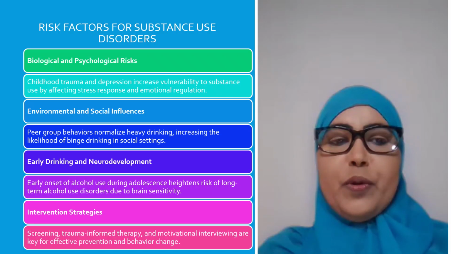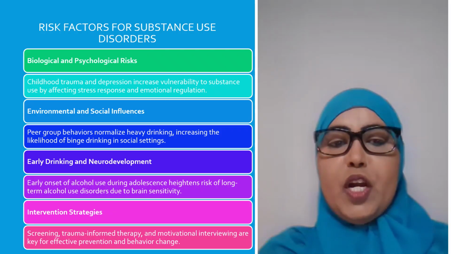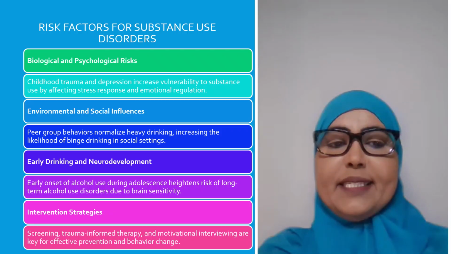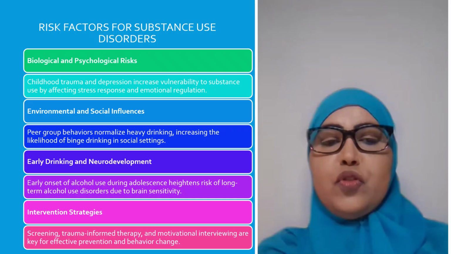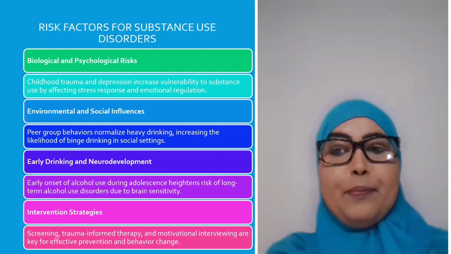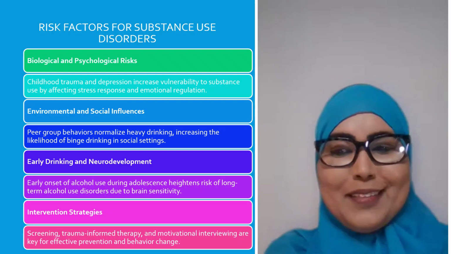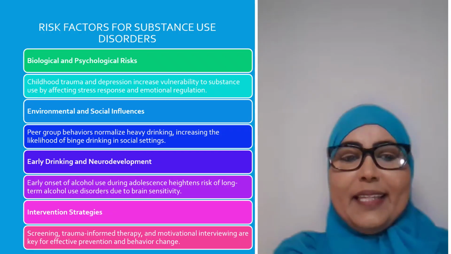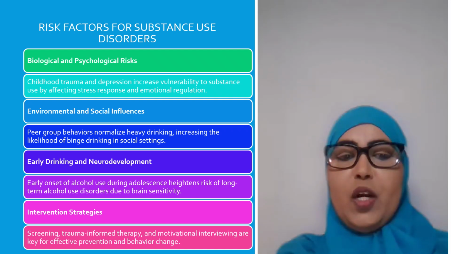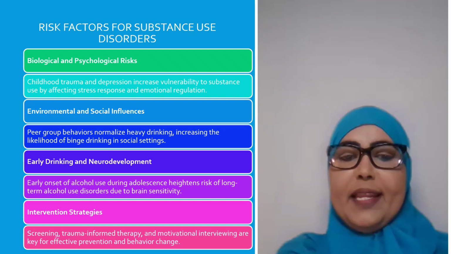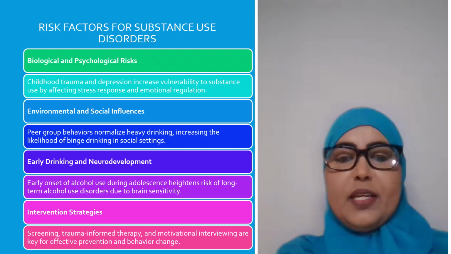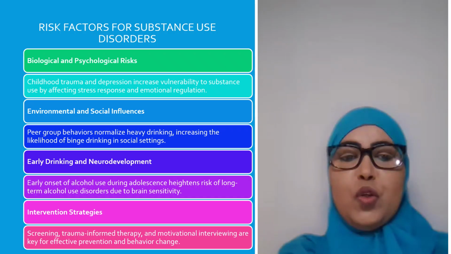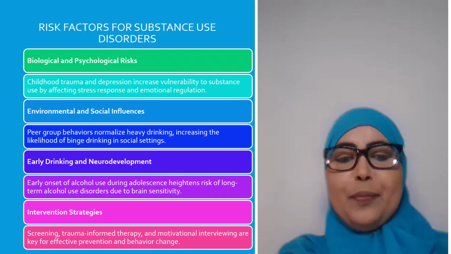Environment and social influence. Peer group behavior normalizes heavy drinking, increasing the likelihood of bringing drinking into social settings, which is bad, but that's what happens. Early drinking and neurodevelopment. Early onset of alcohol use, drinking as teenagers, raises the risk of long-term alcohol use disorders due to brain sensitivity.